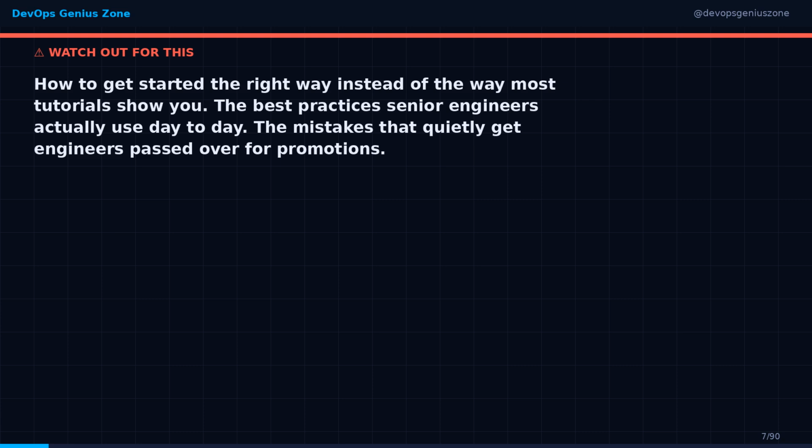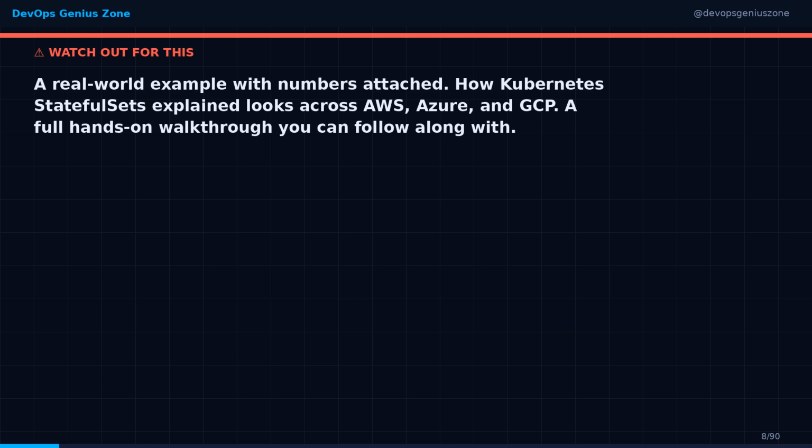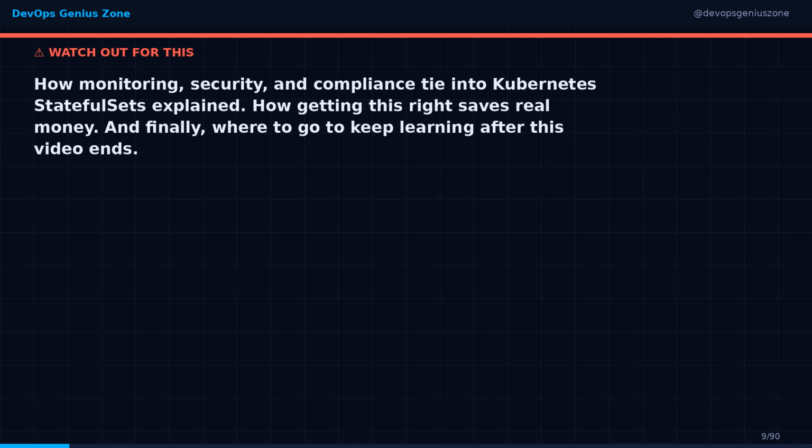A real-world example with numbers attached. How Kubernetes StatefulSets explained looks across AWS, Azure, and GCP. A full hands-on walkthrough you can follow along with. How monitoring, security, and compliance tie into Kubernetes StatefulSets explained. How getting this right saves real money. And finally, where to go to keep learning after this video ends.